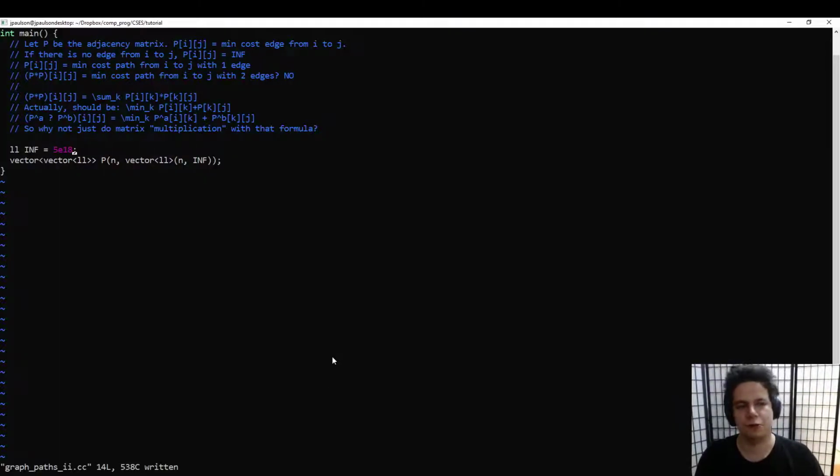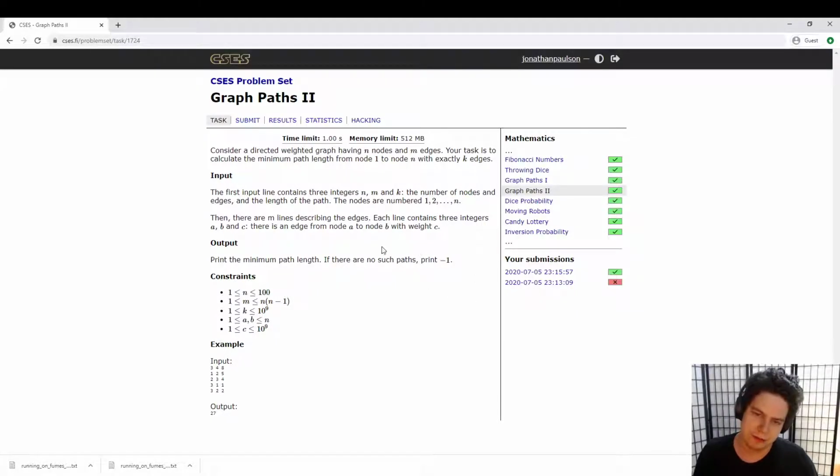We don't have too much room to work with, right? The maximum possible 64-bit integer is something like 9 times 10^18. But 5 times 10^18 should be fine. And notice there's no mod in this problem because we can actually compute the path length. The number of paths is an enormous exponential, but the minimum path length is bounded by 10^18, right? It's k edges of length c.